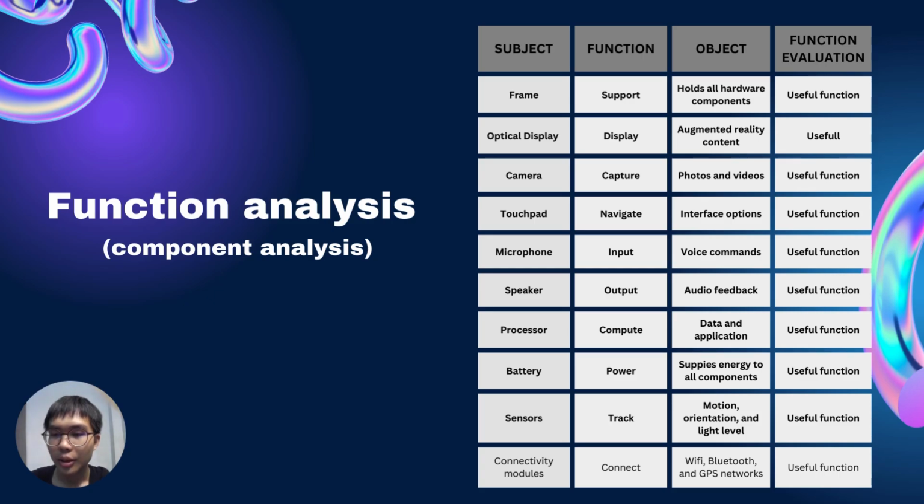For the microphone, it can input the sound while the speaker will output the sound for audio feedback. The processor plays the most important role, which is computing data and controlling applications. The battery, which is the power source, supplies energy to all components. The sensors are used to track the motion, orientation, and light level. The last component is the connectivity modules to help the Google Lens connect to Wi-Fi, Bluetooth, and GPS networks.